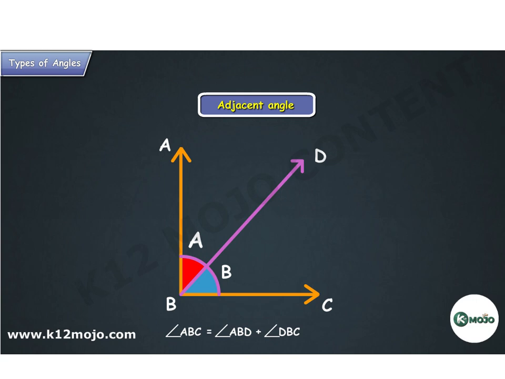When the two angles are adjacent, then their sum is always equal to the angle formed by the two non-common arms. Thus, angle ABC is equal to angle ABD plus angle DBC.